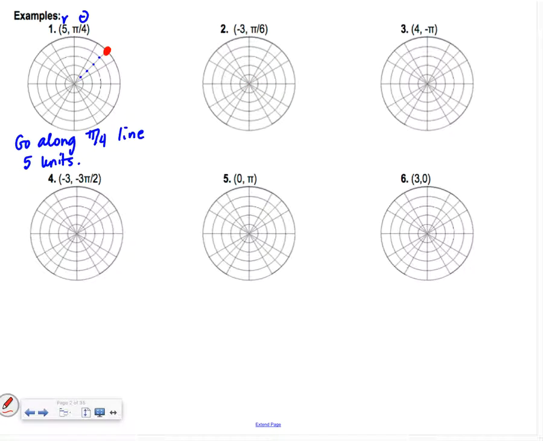All right, so if we have this pi over 6 line right here, what do you think happens when our r is negative? Go towards the opposite side. It's going to go towards the opposite side. It's going to go towards what angle? 7 pi over 6. Yeah, it goes towards 7 pi over 6.